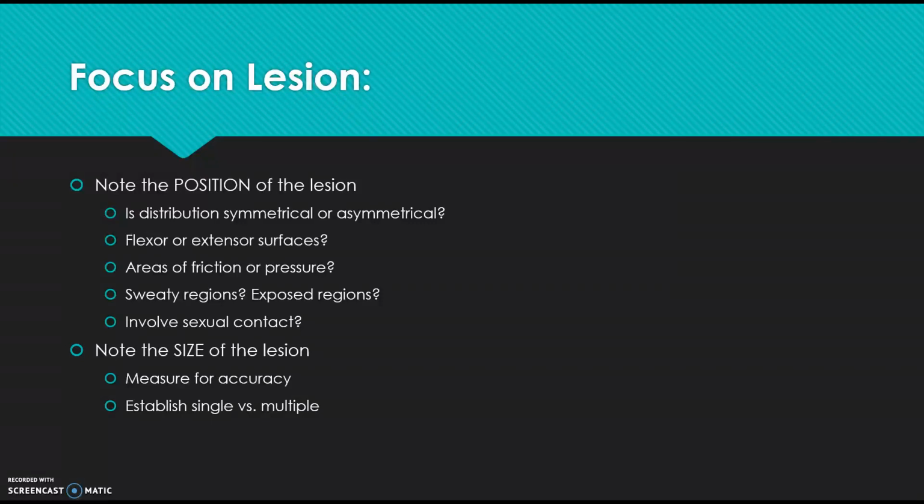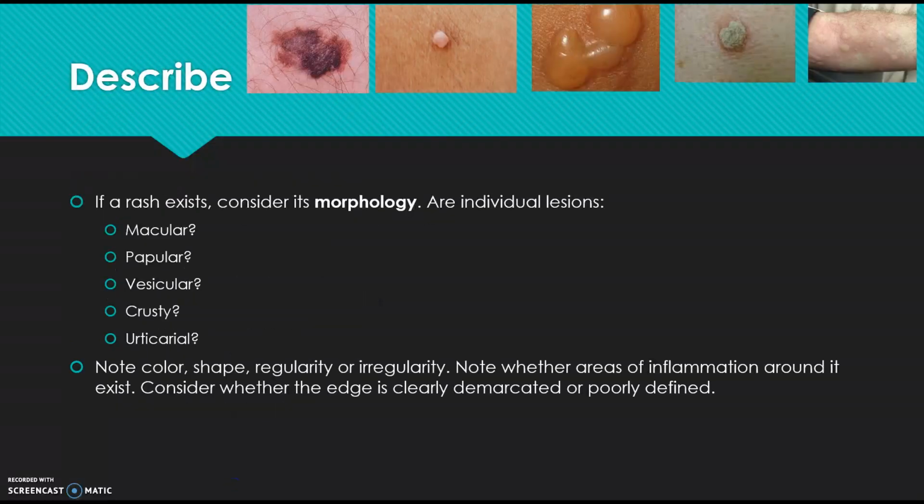You also want to look at the size of the lesion. Measurement is important because you want to be able to identify whether it has gotten any bigger or smaller, and establish whether it is a single lesion or there are multiple lesions. Then you also want to describe it, and there are different words that are used to describe different lesions. So the first one here in this picture is considered macular, and macular lesions are small, flat spots on the skin, and they're flat. There's no depth or impression from macules.